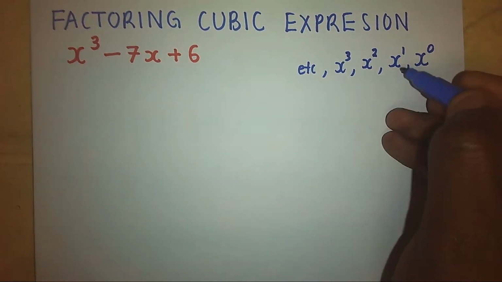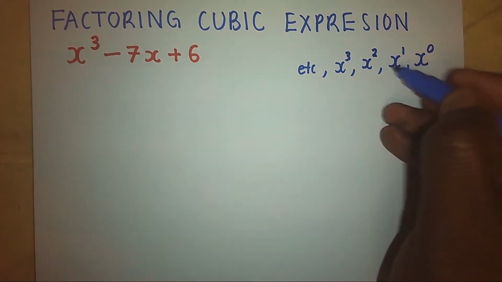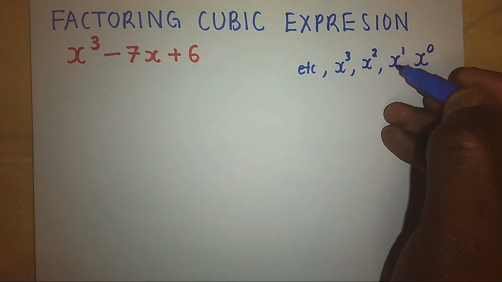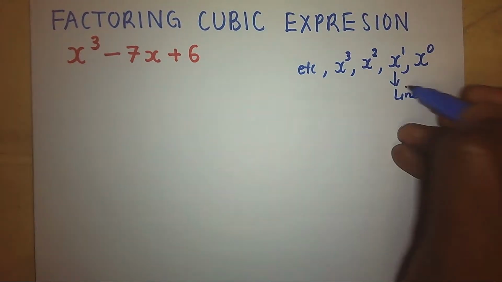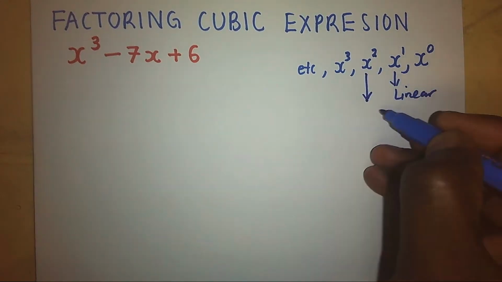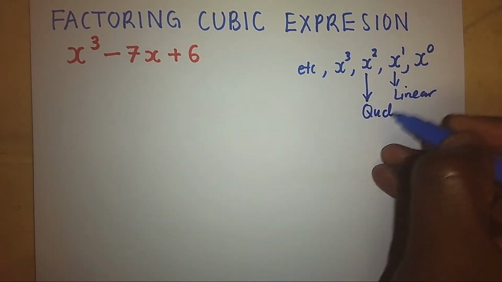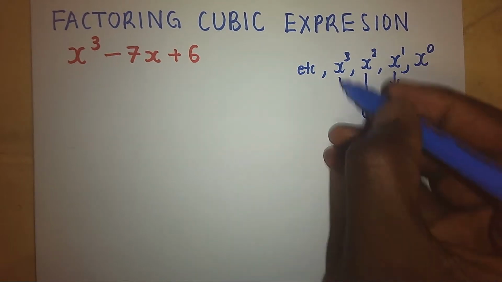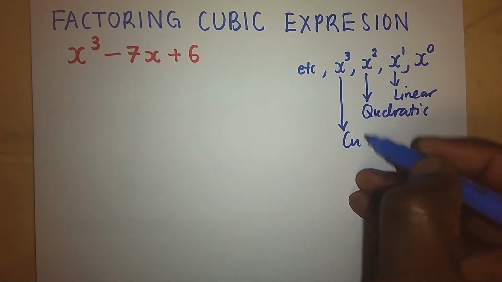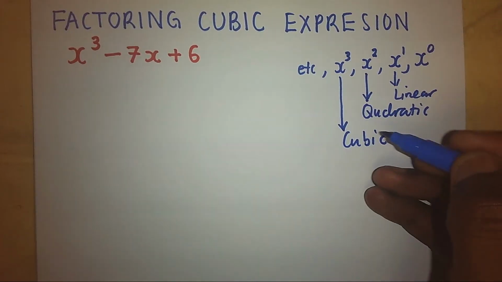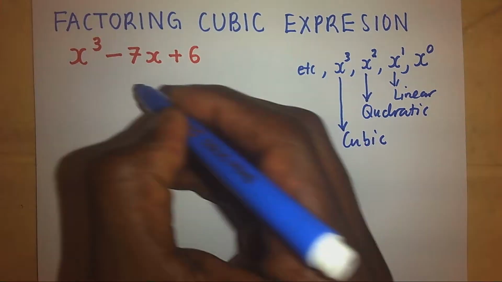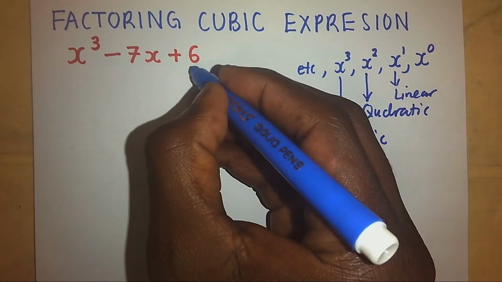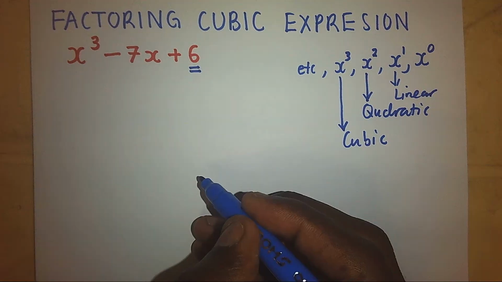When it is to the power 1, it remains the base itself, and we call it linear. But when we have got power 2, now that is quadratic. And when you have power 3, this is cubic. Now for this case, we want to factorize a cubic expression. In order to factorize a cubic expression, we shall start with our constant value.